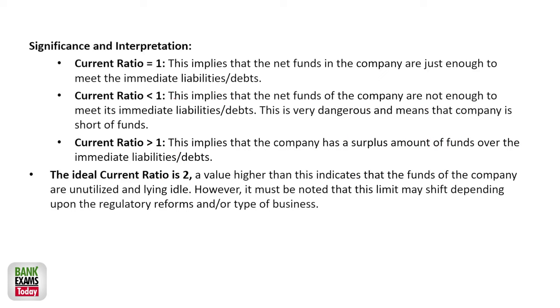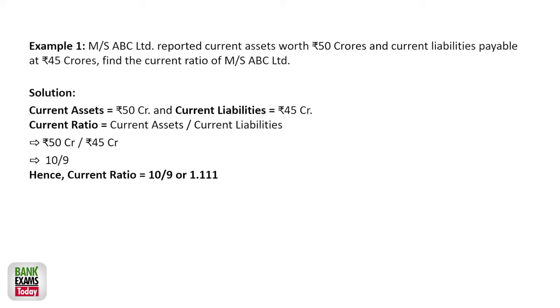So a current ratio of 1 means a company is just able to meet, has enough assets to meet its short-term liabilities. If it is less than 1, that means a company does not have enough current assets to meet its current liability. And if it is more than 1, that means a company is having surplus amount of funds. So ideal current ratio is anything more than 1, 1.5, 2, it's all comfortable to the companies, okay?